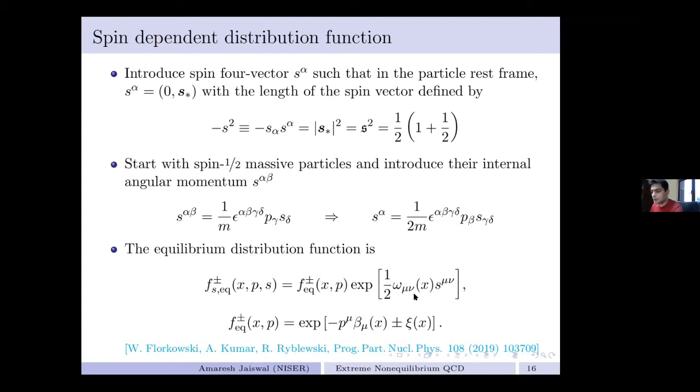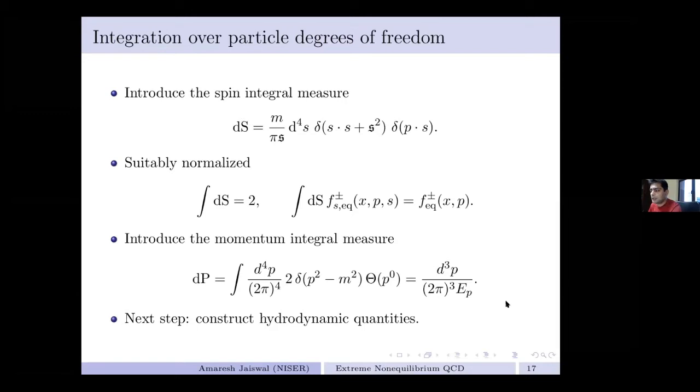Similar to the fact that beta mu is a multiplier for momentum, and psi is a multiplier for the number current, similarly we have omega mu nu, which corresponds to the spin. Now once we have this equilibrium distribution function, we can start constructing the hydrodynamic quantities by integrating over the particle degrees of freedom. The particle degrees of freedom that we have are the spin and momentum.